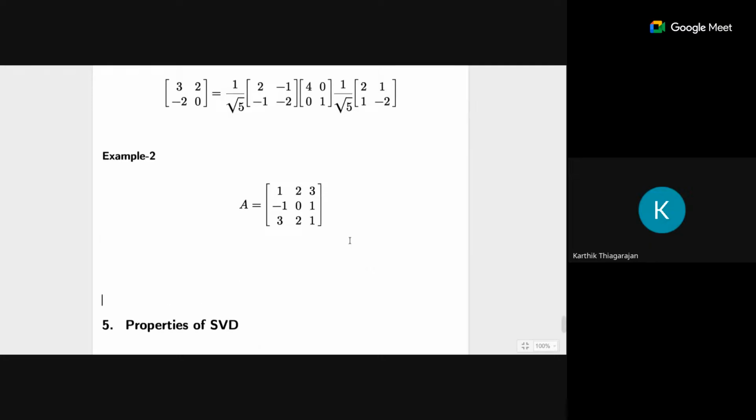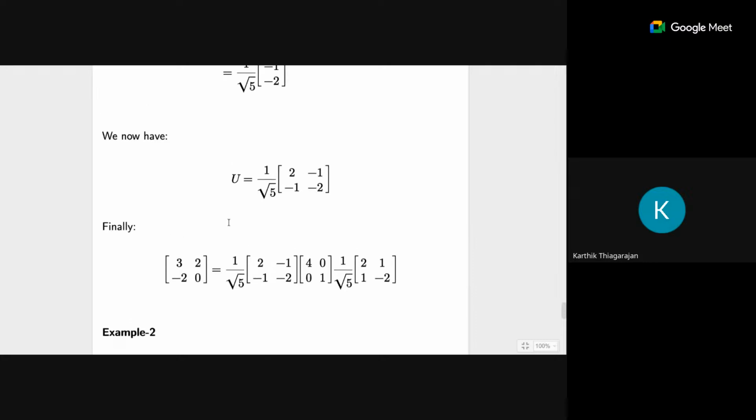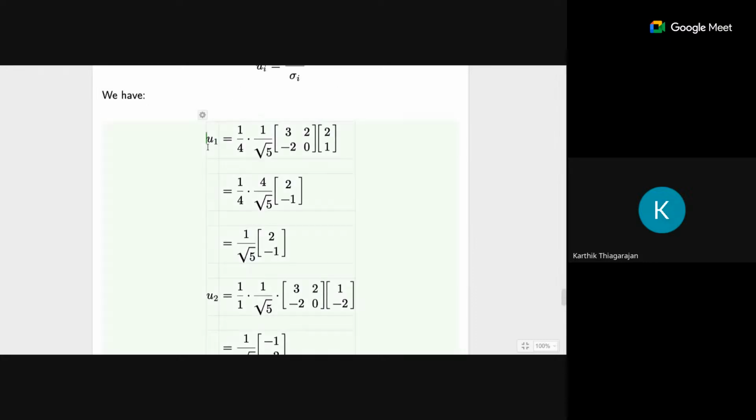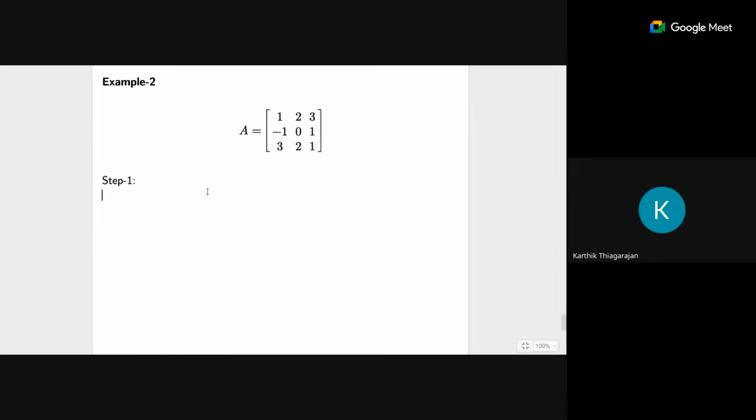Okay, let's do one more just to get a sense of it. This will be slightly different because I think this is not full rank. This one was full rank, therefore you didn't have to do anything for getting U1 and U2. Here you will have to do some work. So this is a slightly different example, and that's why we are doing this also.